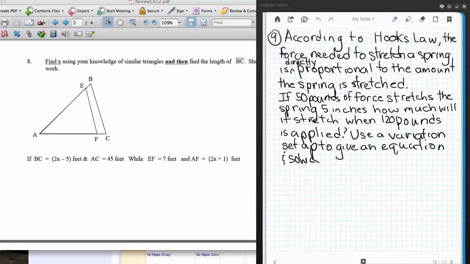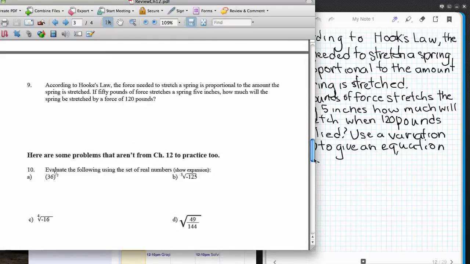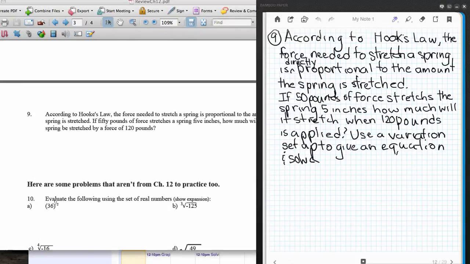Now moving on to the last one here. This last problem, I've written it all down here, but here's the thing. According to Hooke's law, the force needed to stretch a spring is directly proportional, that was left out over there, directly proportional to the amount the spring is stretched. So we have force, I'm going to call force F, and then I'm going to stretch the spring, and I'm going to call this S for stretch of spring, and that's directly proportional, and that's what we need for a proportional setup, a variation setup, not proportionality.